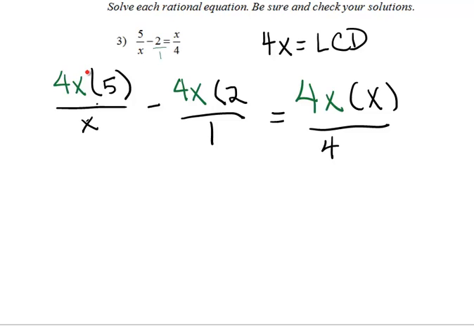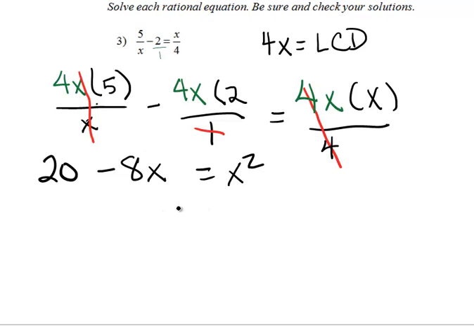I told you this is my favorite part. So there's x over x, that makes 1. There's a secret 1 hiding in there, so that's just going to go away, leaving behind a 4. And here I have 4 over 4, leaving behind x times x. So when we rewrite that, we'll have 4 times 5 is 20, minus 4x times 2, which is 8x. And here I have equals x squared.